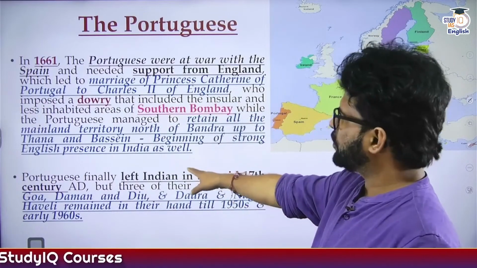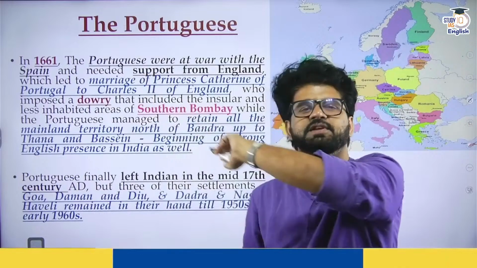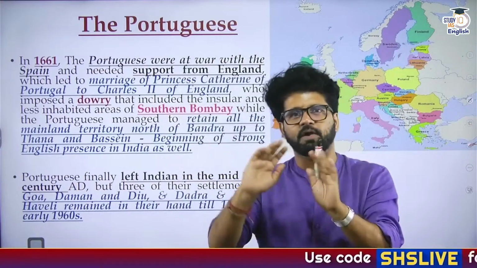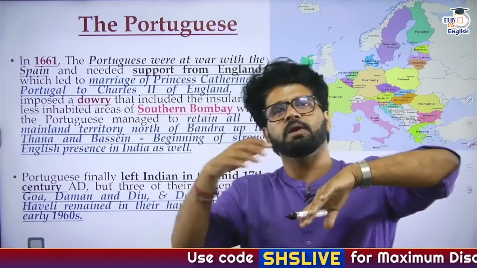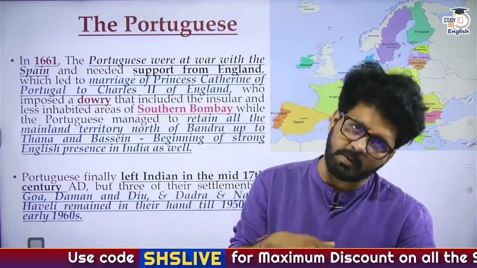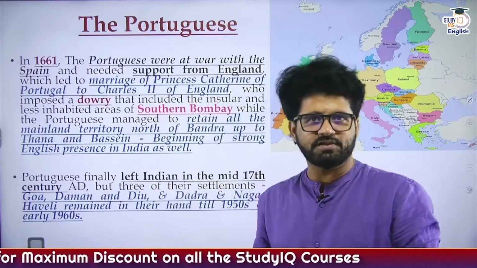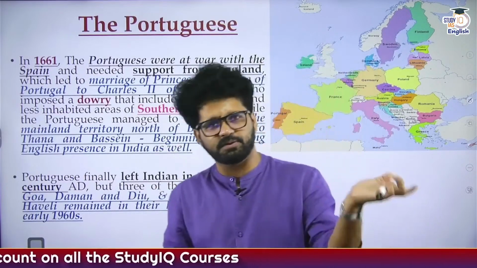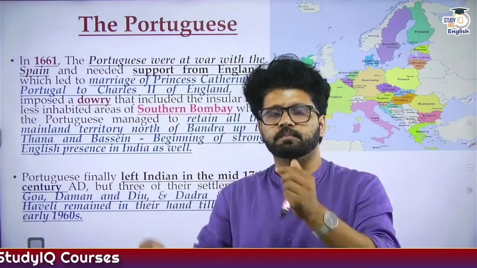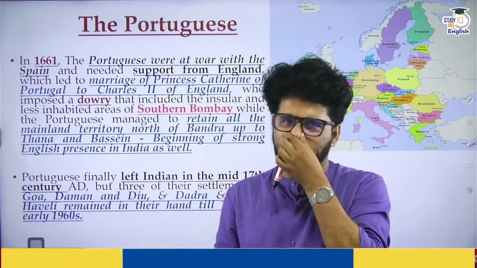This is the beginning of a strong English presence in India as well. And this is 1661, bro. We have discussed that in 1608 the English people will come to India, and in 1605 the Dutch people will come to India. Although the Dutch East India Company will be established in 1602 and the English East India Company in 1600, the Dutch people will come earlier than the English EIC.